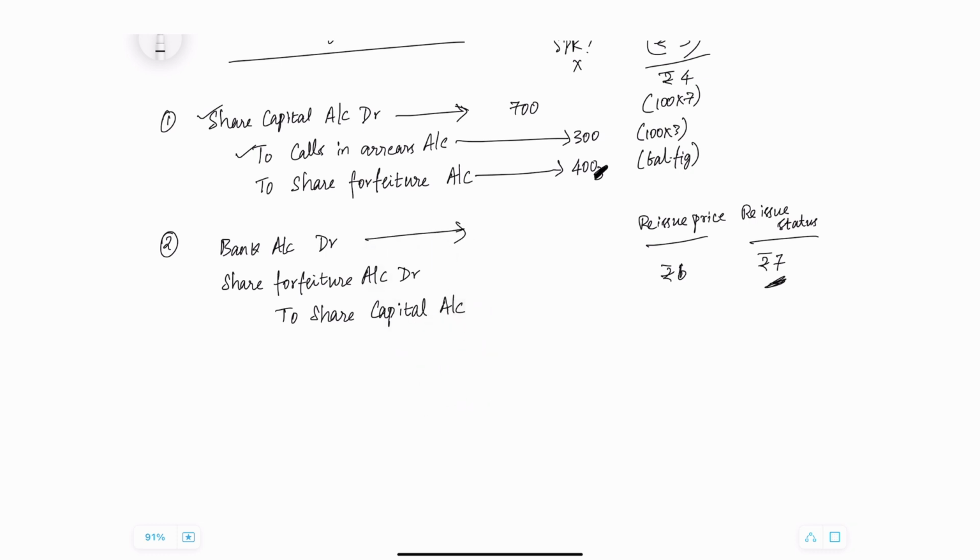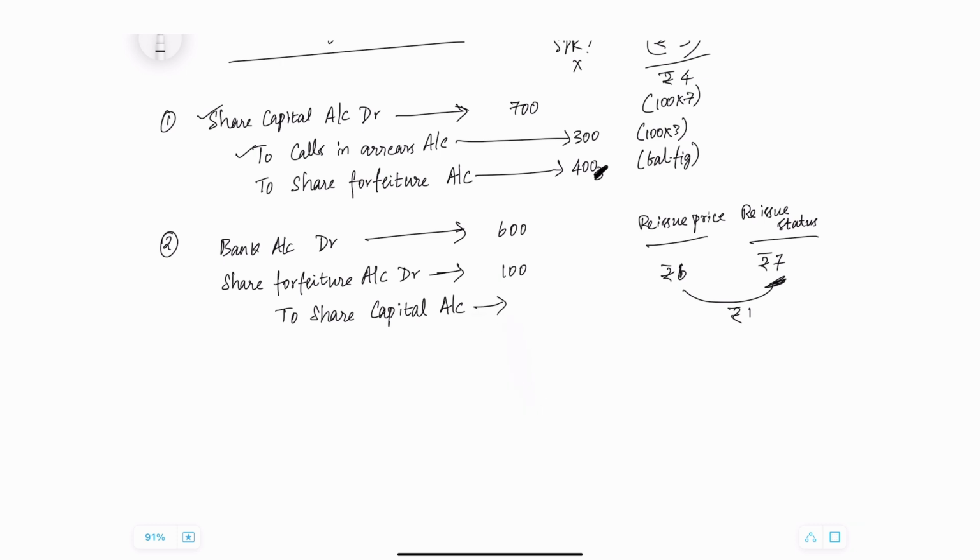Here, bank account, how much should I debit? 6 rupees per share into 100. Therefore, the company will get 600 rupees from the shareholder. So this is 100 into 6. Next, share forfeiture account, how much discount am I giving? I am giving 1 rupee discount per share. Therefore, 1 rupee into 100 shares, 100 rupees the company is losing. Therefore, I take it out of share forfeiture account.